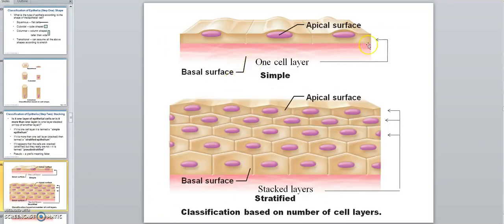Now, here's simple: one cell layer. Here's stratified. Notice that this cell here has one below it, so this is truly stratified, truly stacked.